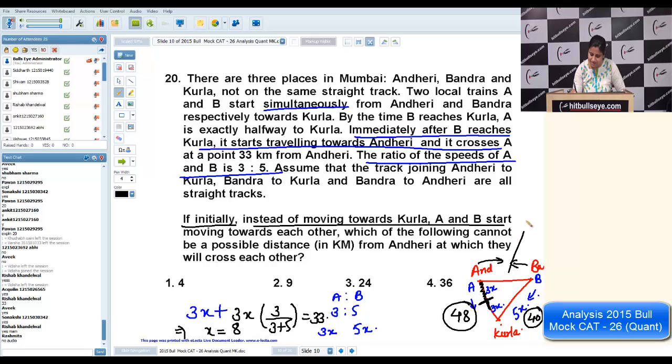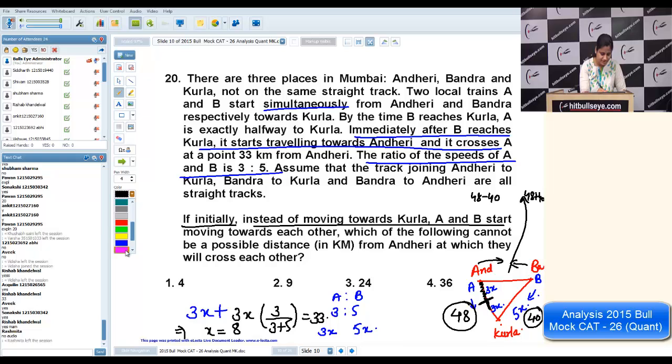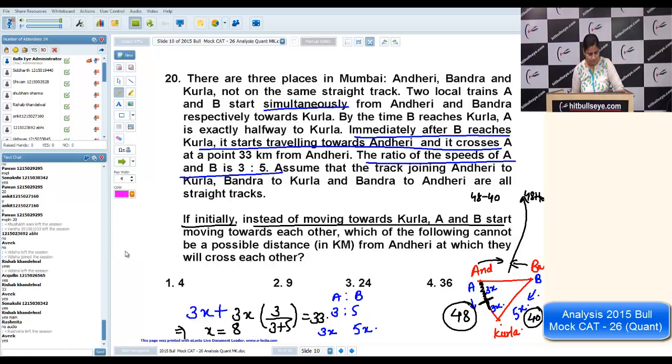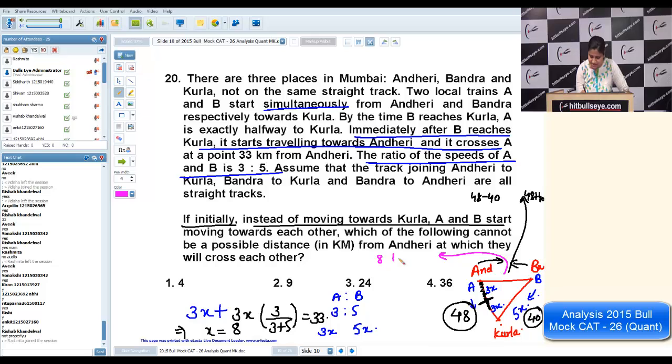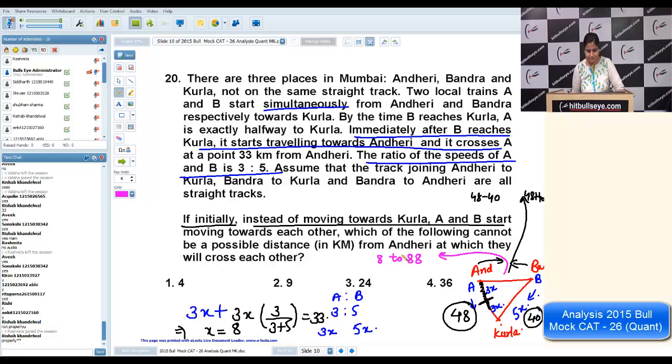So we can say the remaining side can be at least 48 minus 40, and the maximum it can be 48 plus 40. Is it okay? Can you hear me? Yes, guys? Okay. So this side can take values from 8 to 88. Now what was the question? Which of the following cannot be a possible distance from Andheri at which they will cross each other?